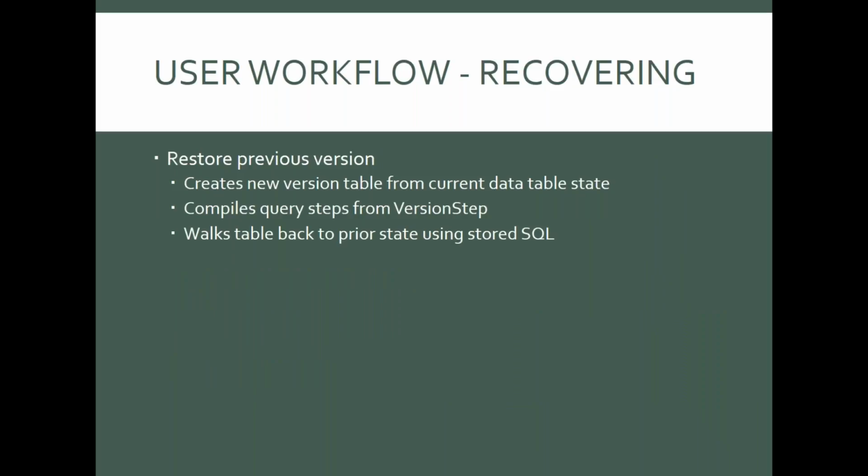The back-end piece that we had to do was building recovery systems in. Because in doing the provenance work, we're not storing the actual tables of data themselves. So being able to walk back to get to that version is an important first step for either recovering a prior version or building a dynamic subset off a prior version. To do that, we first create a copy table out of the existing current data set state, and then compile a set of query steps backwards using our version step table, which I'll show you in a little bit, and then walk that table back to a prior state using those stored SQLs.